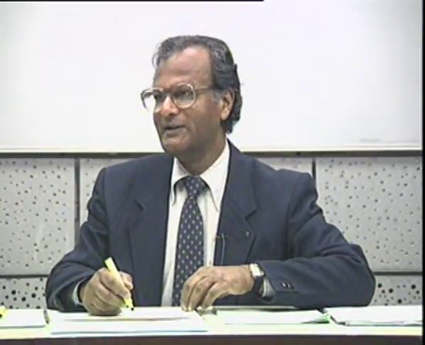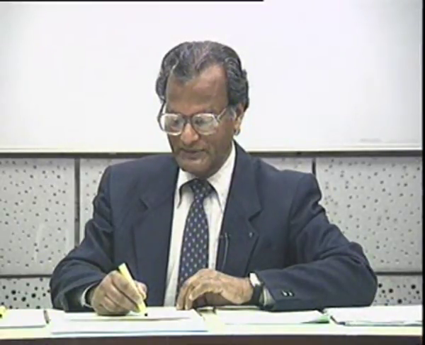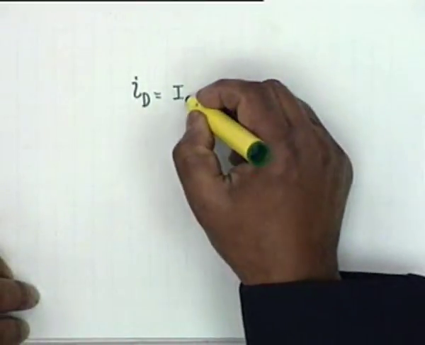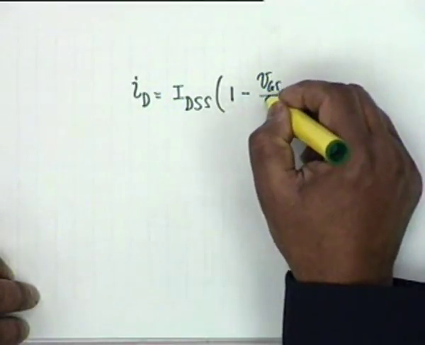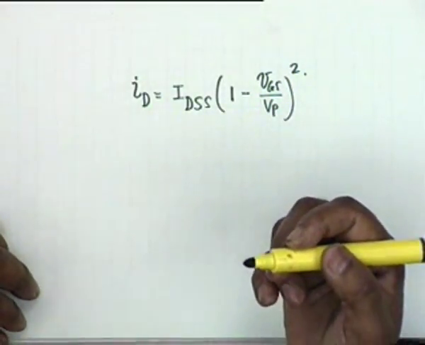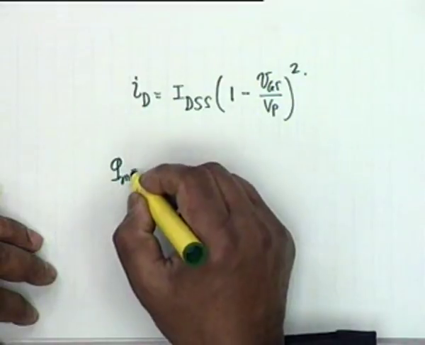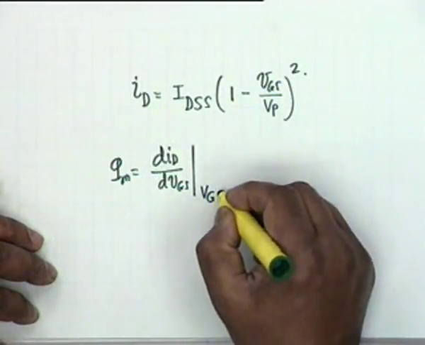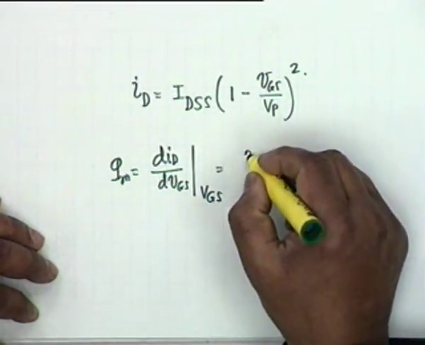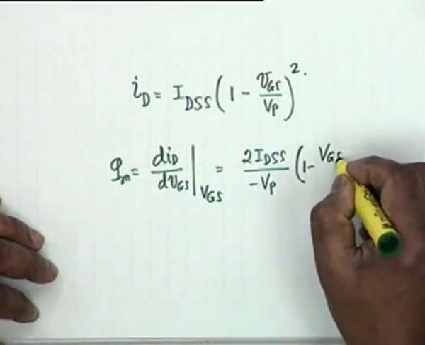As far as GM is concerned, GM can no longer be calculated by a simple formula like the one you had used, that is I sub C divided by 26. No longer that, because your drain current I sub D is not a linear relationship. It is a square law, IDSS times 1 minus VGS divided by VP whole squared, where VP will be replaced by VT if it is an enhancement mode MOSFET. GM has to be found as dID by dVGS at the operating point, and you can see that this is twice IDSS divided by minus VP times 1 minus VGS divided by VP.